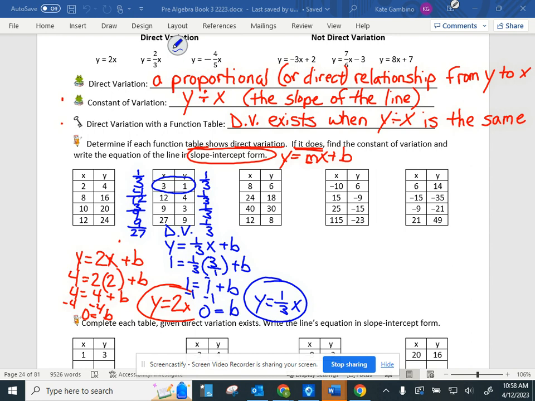Audrey? When there's a direct variation, is the b always a 0? Look at what Audrey noticed. When we look up at the top, if it was a direct variation, our y-intercept was zero. Look at what we're noticing down here. Our y-intercepts are zero. So if it is a direct variation and it is proportional, that y-intercept will be 0.